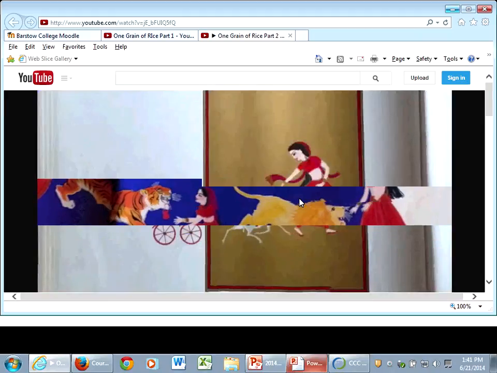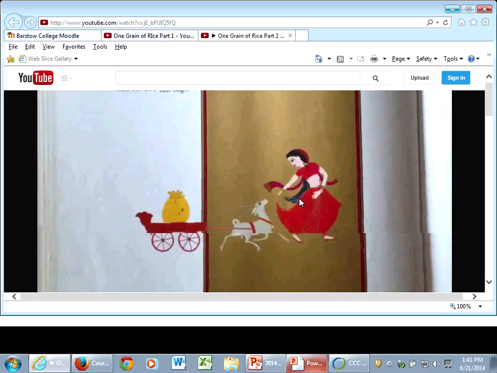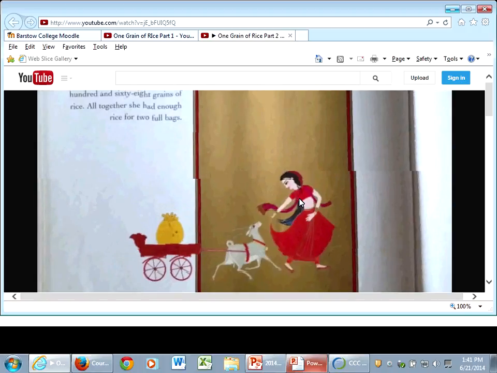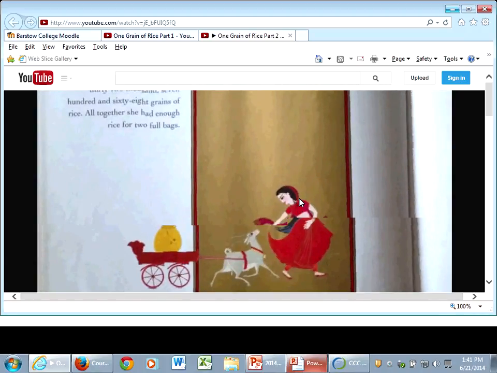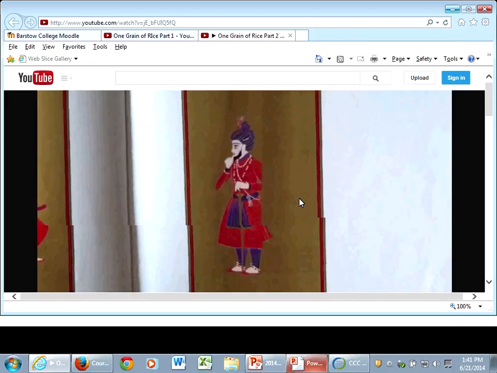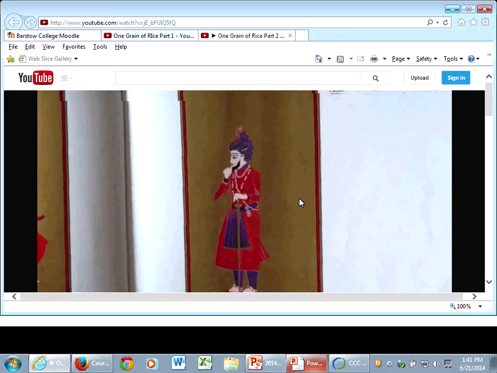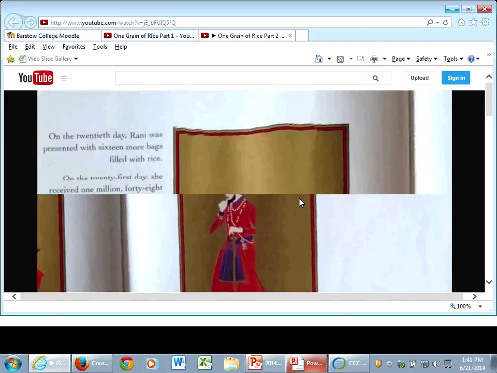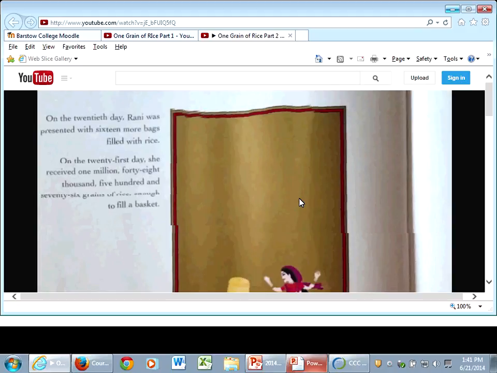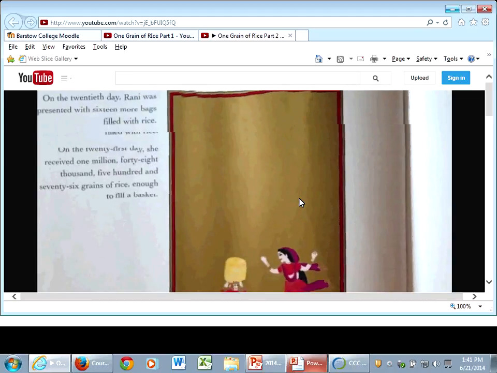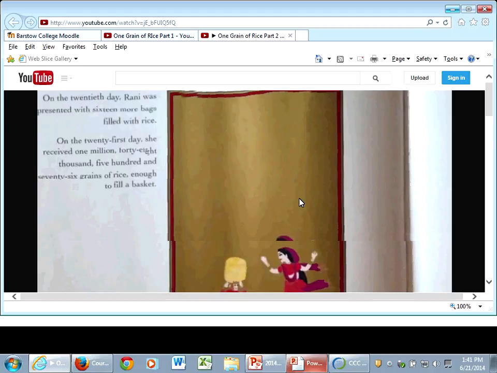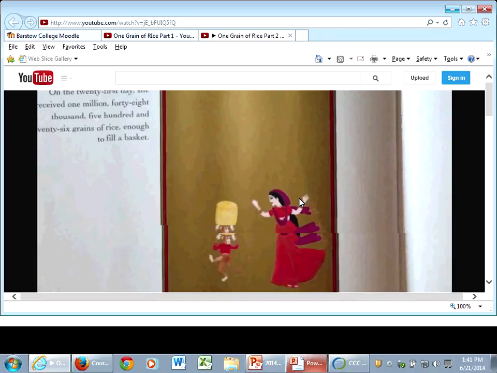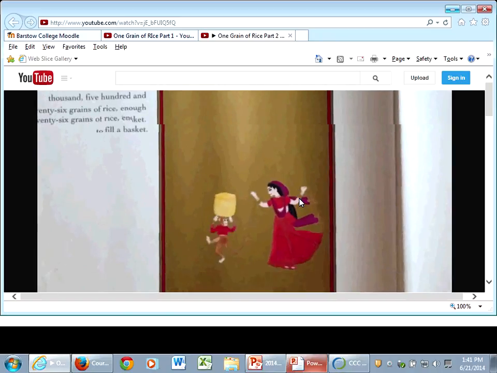On the 16th day, Rainey was presented with a bag containing 32,768 grains of rice. Altogether, she had enough rice for 2 full bags. "This doubling adds up to more rice than I expected," thought the Rajah. "Surely her reward won't amount to much more." On the 20th day, Rainey was presented with 16 more bags filled with rice. On the 21st day, she received 1,048,576 grains of rice, enough to fill a basket.